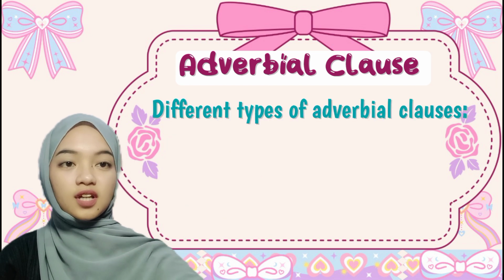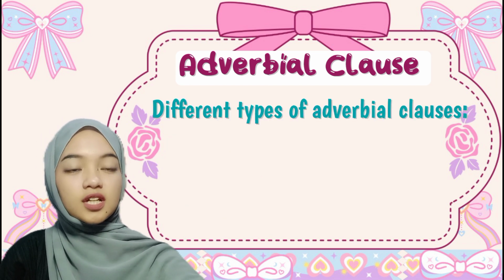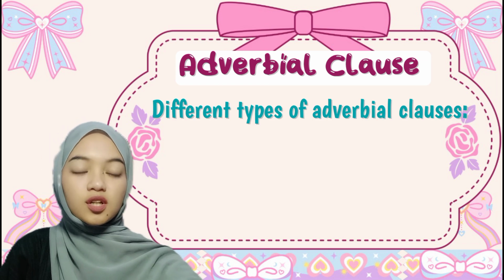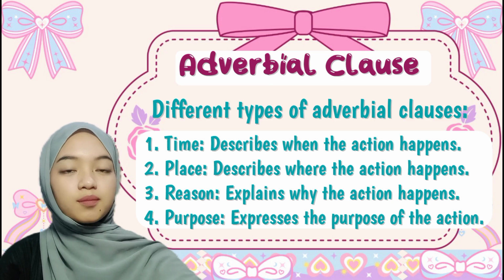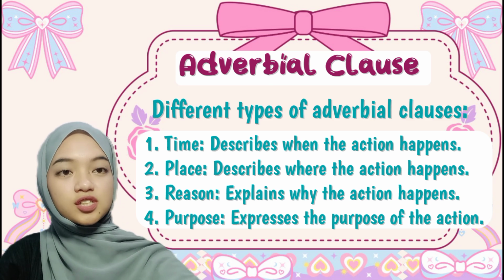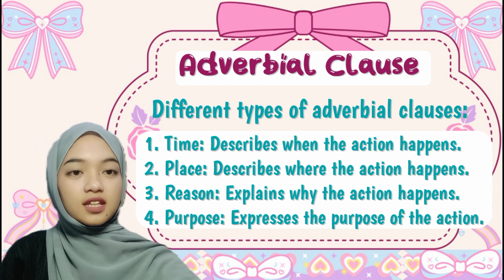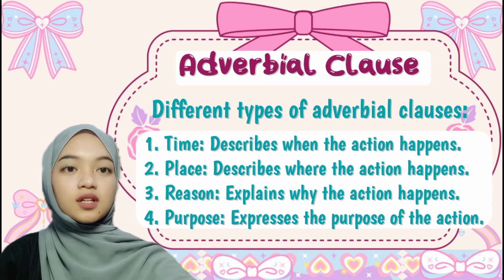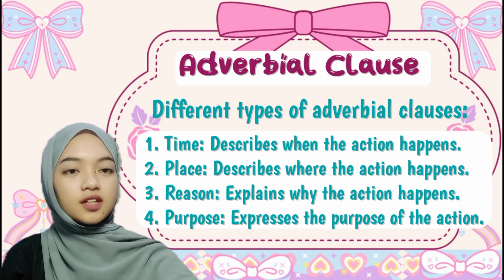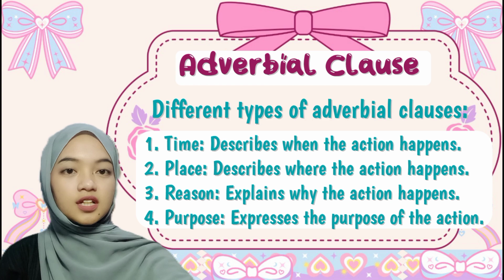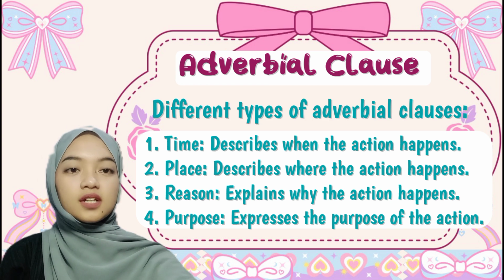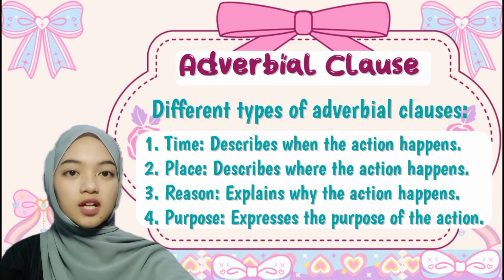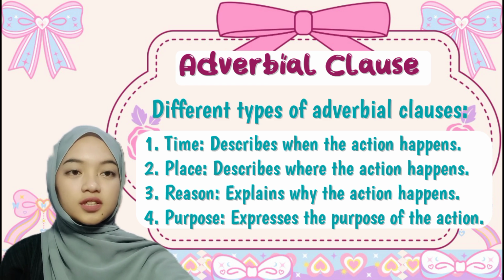And there are different types of adverbial clauses, each serving a specific purpose. The first one is adverbial clauses of time. This describes when the action happens. The second is adverbial clause of place. This describes where the action happens. The third is adverbial clause of reason. This explains why the action happens. The fourth is adverbial clause of purpose. This expresses the purpose of the action.